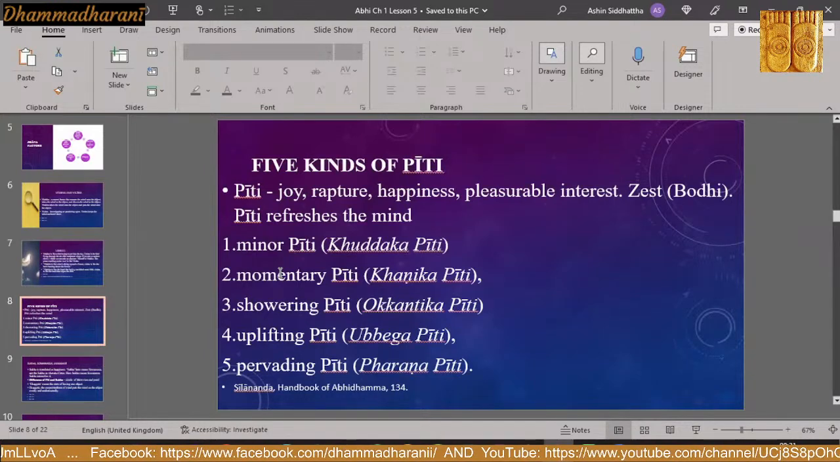There are a couple of examples given in the commentary in the Visuddhimagga about Ubbega Piti. There was a story that happened in Sri Lanka. Those days there was a ceremony in the monastery, an offering ceremony for the pagoda. There was a pregnant lady.